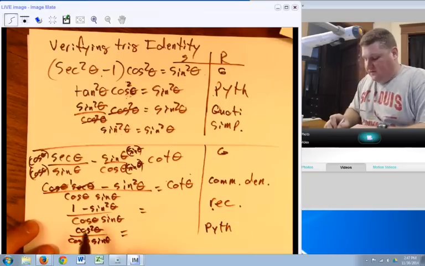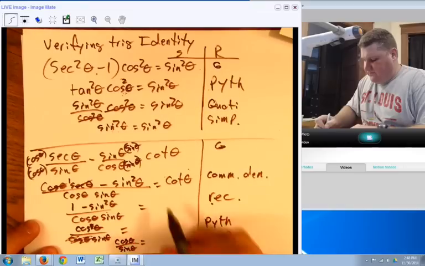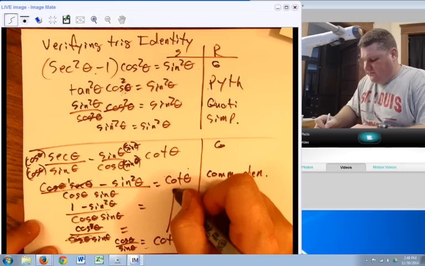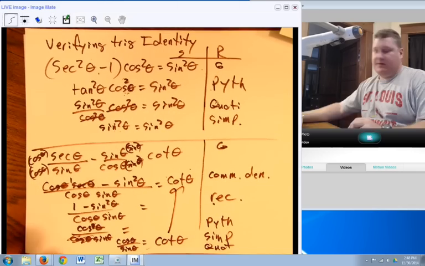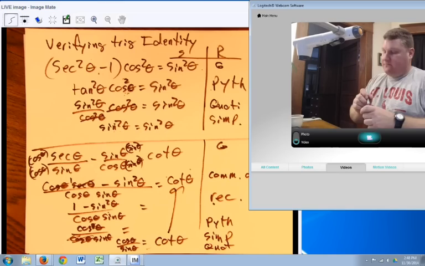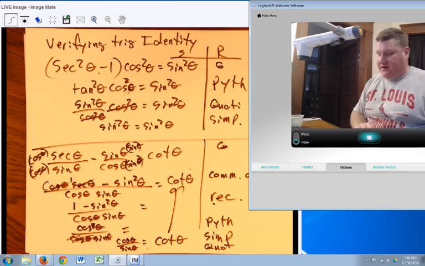Now, at this point, you say, hey, I have cosine top and cosine bottom, and there's no plus or minus signs left. Get rid of one out of the top and one out of the bottom. Leaves cosine theta over sine theta by simplify. And cosine theta over sine theta is cotangent theta, which is by quotient property. So, we have that. All right, there's your second identity.